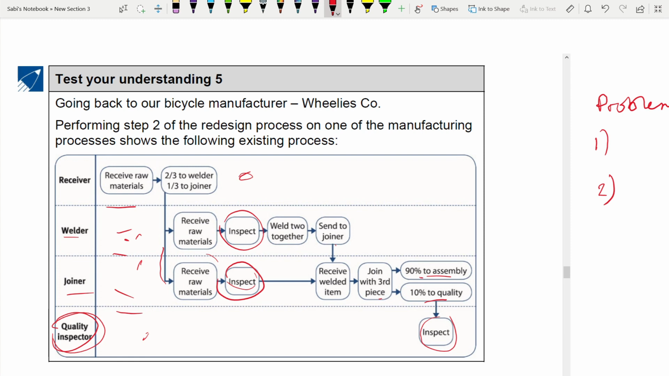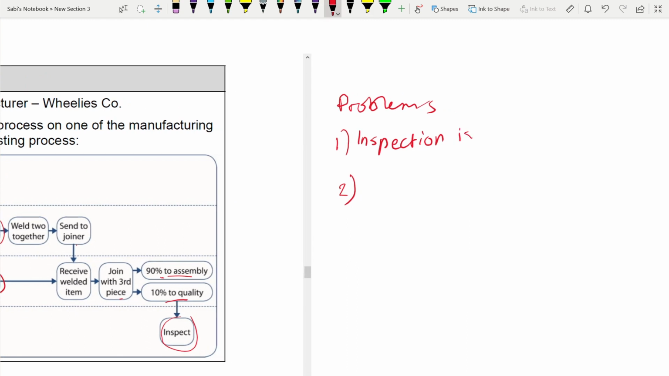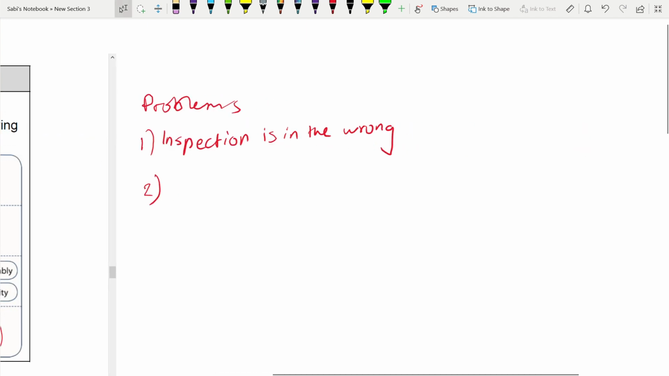Okay, so I will write the answer for you anyway because some of you might want to know the exact answer. So the first problem is: inspection is in the wrong swim lane. Happening at the wrong place.